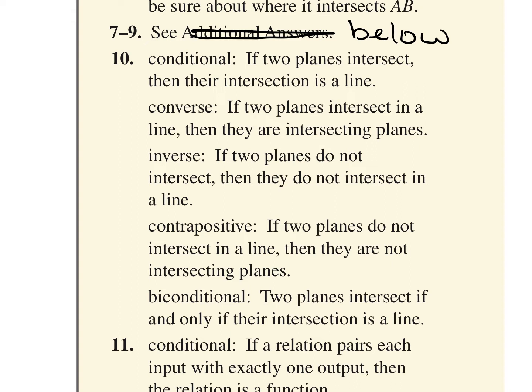And that would be if 2 planes do not intersect, then they do not intersect in a line. And then the contrapositive, remember we reverse it and negate it. So if 2 planes do not intersect in a line, then they are not intersecting planes.